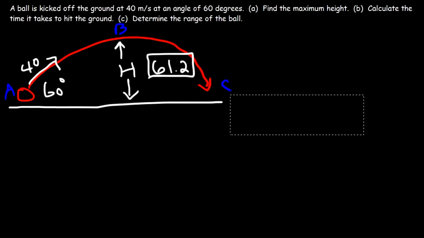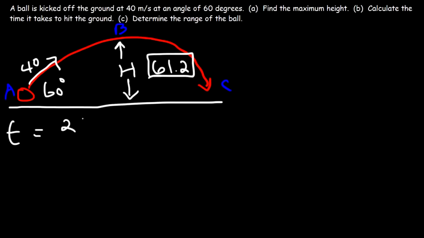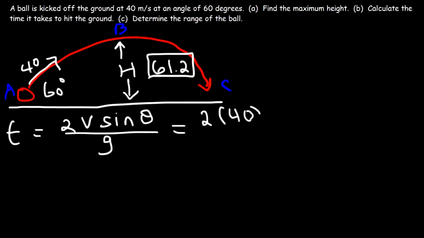Now let's move on to part B. Let's find the time it takes to hit the ground. That is, the time it takes to go from A to C. The total time is going to be 2v sine theta divided by g. So that's going to be 2 times 40 times sine of 60 divided by 9.8.